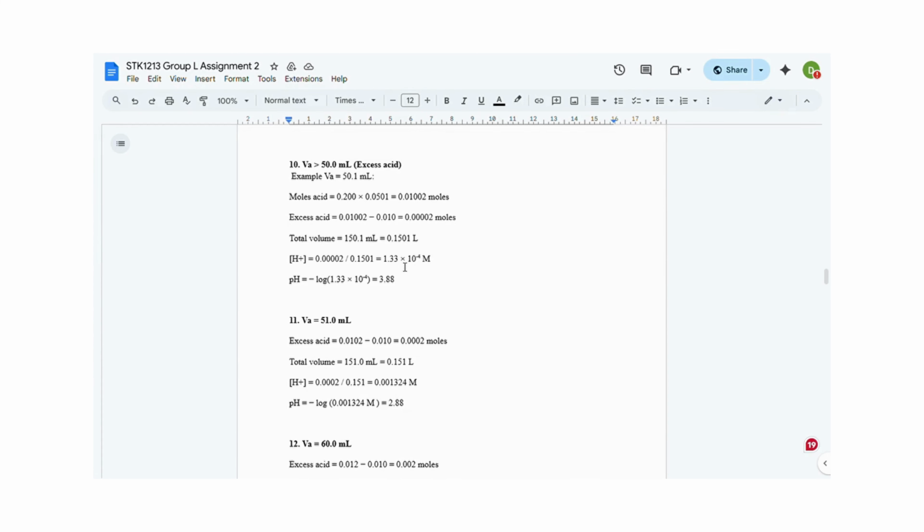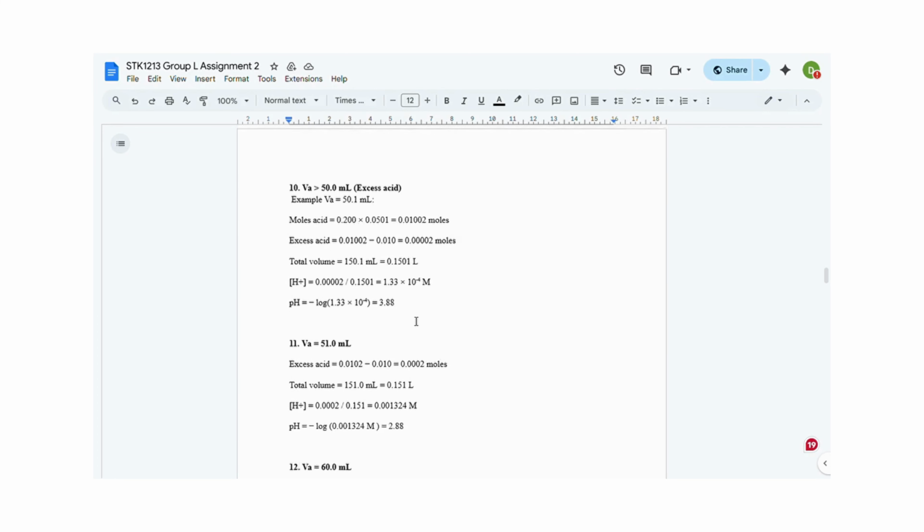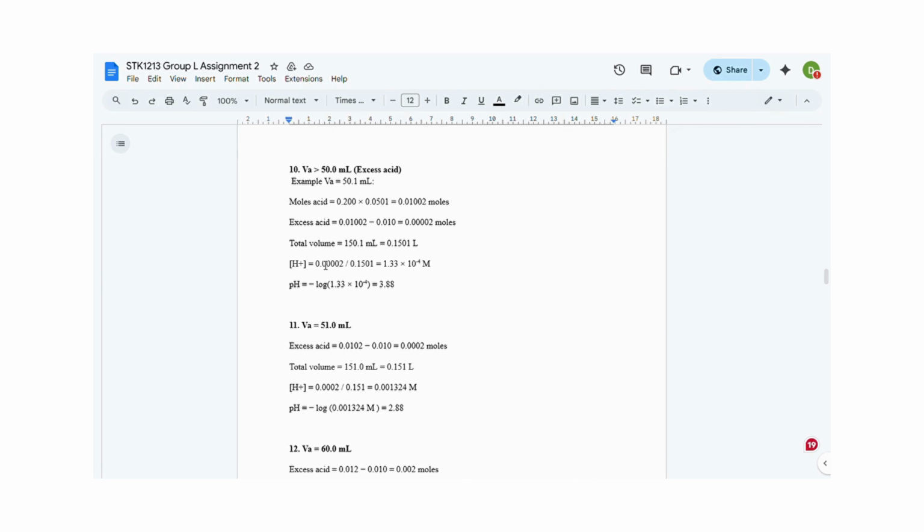For excess acid, which is for more than 50 milliliter, 51 and also 60 milliliter, this is how we do it. We calculate the moles of acid: 0.2 times 0.0501, and we get 0.01002 moles. And then we calculate excess acid: 0.01002 subtract 0.010, and we get 0.00002 moles. The total volume is 150.1 milliliter converted to liter.